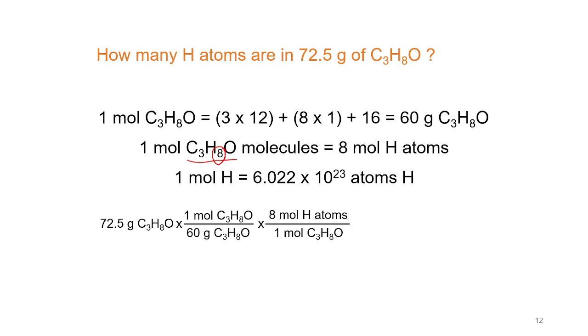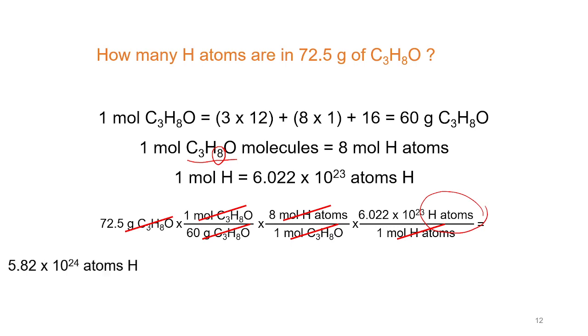Next, we need to convert those moles of hydrogen atoms into the number of atoms. So we have here the Avogadro's computation. And as you may see here, we can cancel out the grams. We can cancel out the moles. We can cancel out the moles of hydrogen. And we will be left with hydrogen atoms. So we have here 5.82 times 10 raised to 24 atoms of hydrogen.